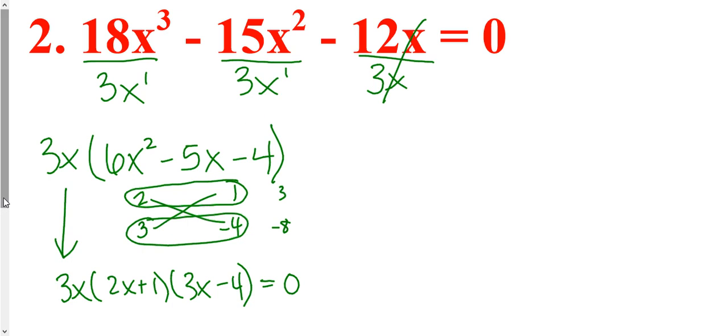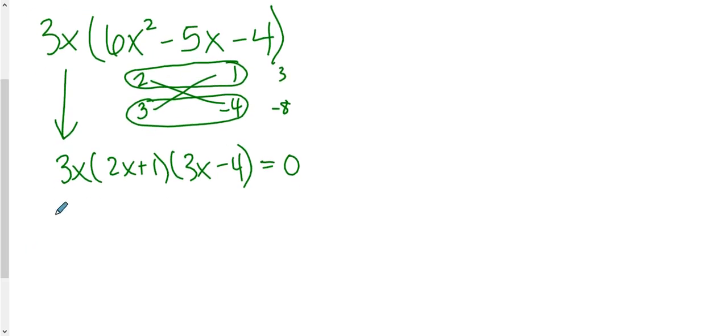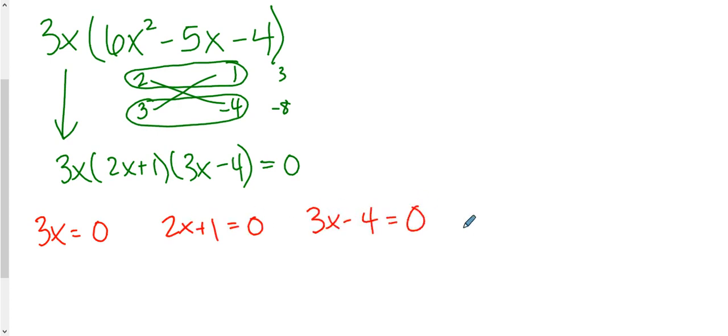Now I'm going to take all of my pieces and set them equal to 0, all my factors. So 3x equals 0, 2x plus 1 equals 0, 3x minus 4 equals 0. Again, pause the video, you find all of your solutions, and then play the video to check your answers.